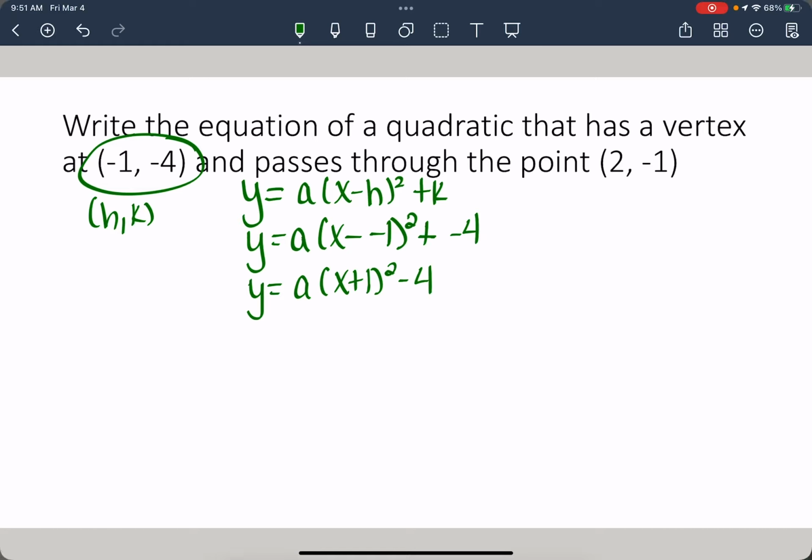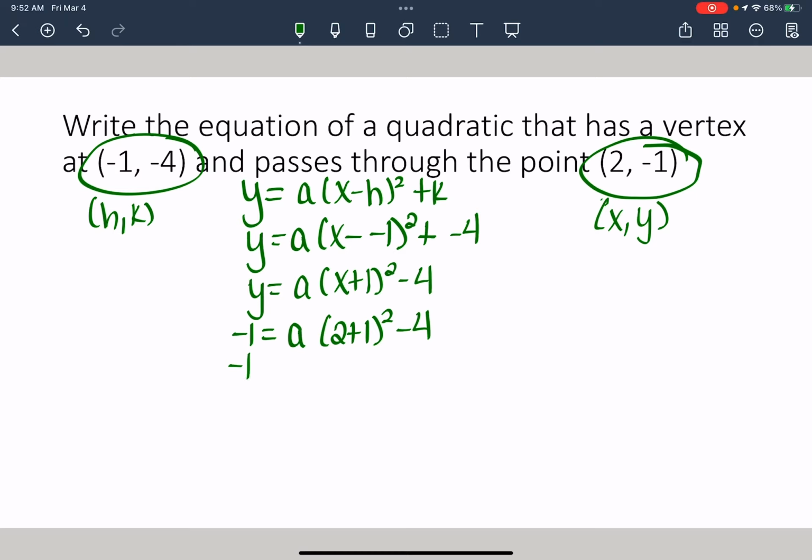So now I need to find the value of a. To do that, I'm going to use this point that's given right here, which gives me coordinates for x and y. So I'm going to plug in those x and y values into my equation. So I get -1 equals a times 2 plus 1 squared minus 4. So this gives me -1 equals a times 3 squared minus 4. So when I simplify this, I get -1 equals 9a minus 4.